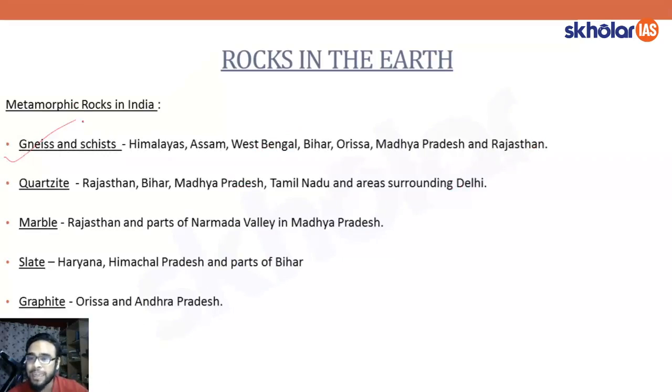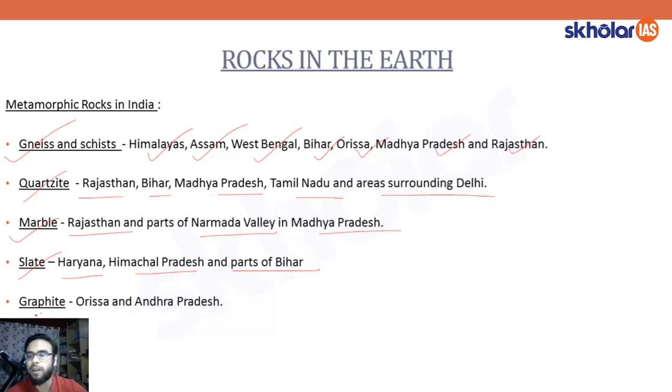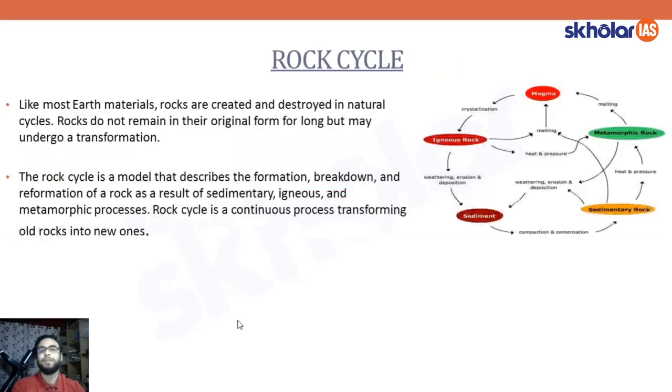So where in India do we find the presence of metamorphic rocks? Metamorphic rocks like gneiss and schists are found in the Himalayas. It is found in Assam, West Bengal, Bihar, Odisha, Madhya Pradesh, Rajasthan. Then we have quartzite, which is found in Rajasthan, Bihar, Madhya Pradesh, Tamil Nadu and areas surrounding Delhi. Then we get marble in areas like Rajasthan, Narmada Valley in Madhya Pradesh. Then we get slate in areas like Haryana, Himachal and parts of Bihar. Then we get graphite as well in areas like Odisha and Andhra Pradesh, right? So this was about your metamorphic rocks.